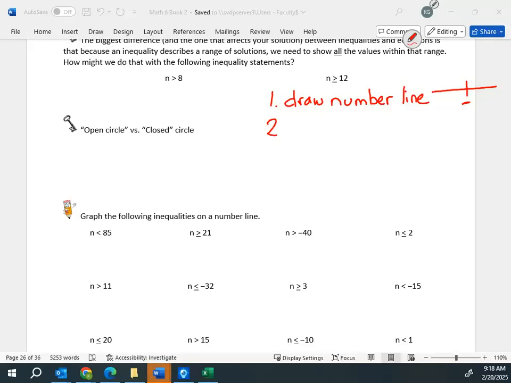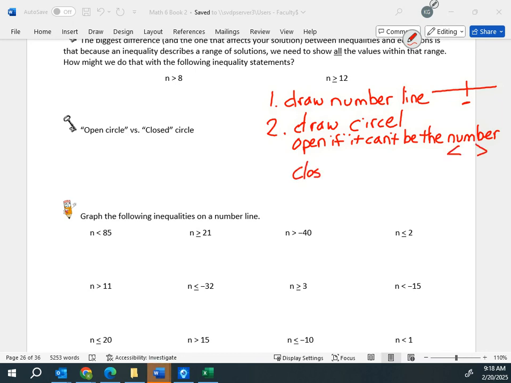Second step is you draw your circle. Open if it can't be the number, so that means it's less than or greater than. Closed if it can be the number, that's less than or equal to, greater than or equal to. So you have to figure out what your circle is going to look like. Is it open or closed?